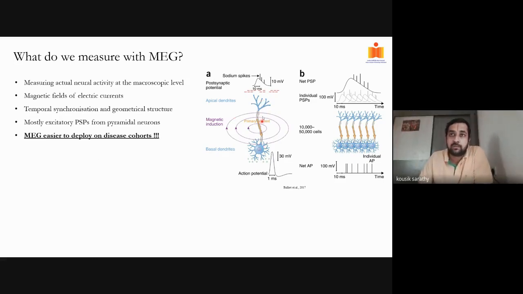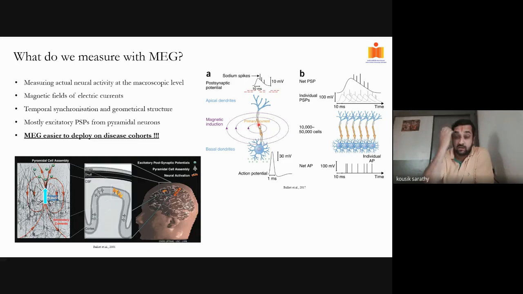If you look at it, the pyramidal neurons look something like this. You have the primary current, and then you have the magnetic induction. This is the basic rule, Maxwell's rule. When you have a current, you have a magnetic field around it, and with MEG, we are trying to measure this magnetic field. This is another explanatory figure to explain the primary current, the secondary currents, and how MEG can measure the electric potentials, the vectors.